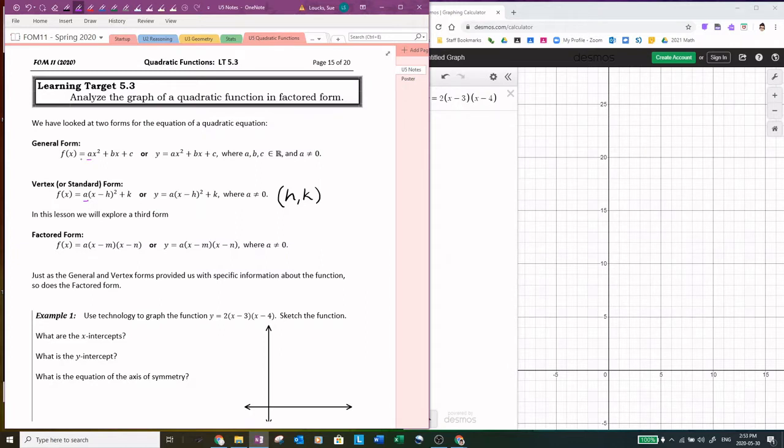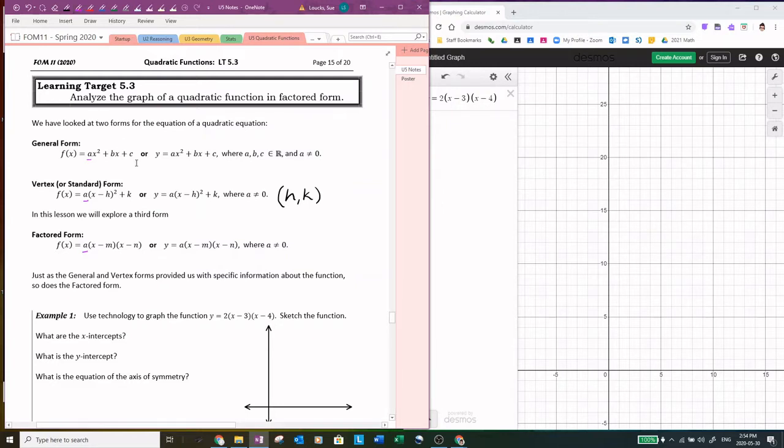And today we're going to look at a third form of the equation, which is called the factored form, and it comes in the form of f of x equals a times bracket x minus m times x minus n, or of course y equals the same thing. And our only requirement here is that a is not equal to 0, and that a is in fact the same value as it is in the other two equations. And just as the general and vertex forms provide us with specific information about the function, the factored form does as well. Different information though.